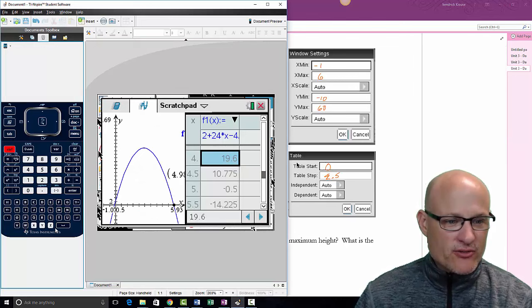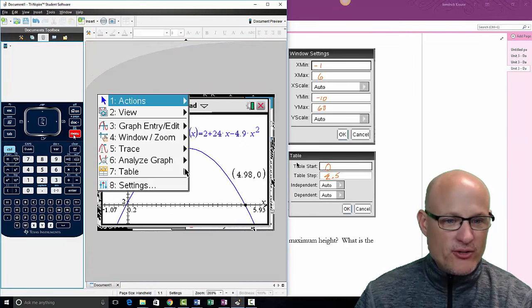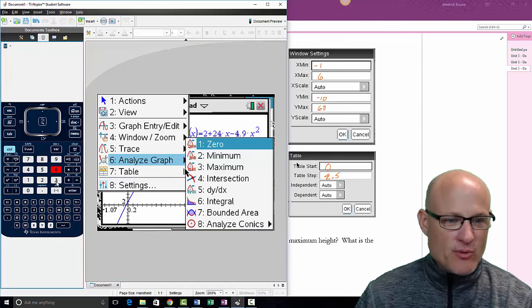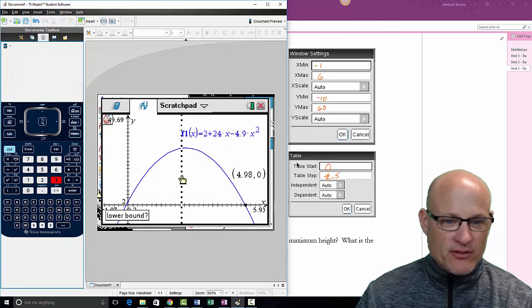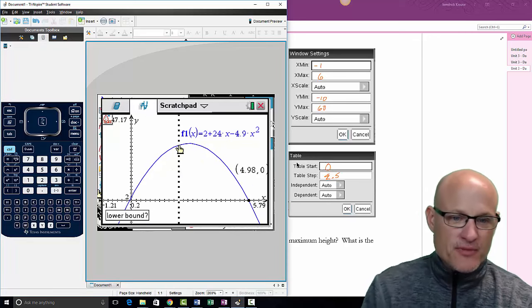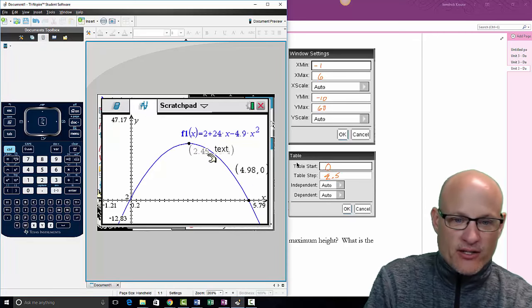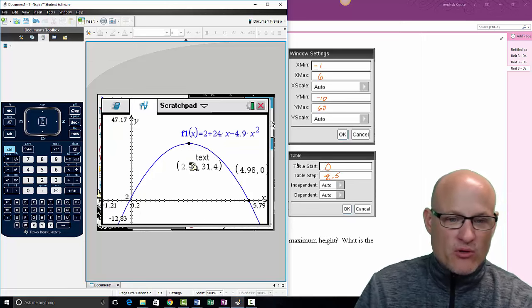So let me get rid of this, Control-T, we'll go into Menu, Analyze the Graph. We want to find that maximum. You always want to find that maximum anyway. So click, click, click. There it is. Maximum's at 2.45.